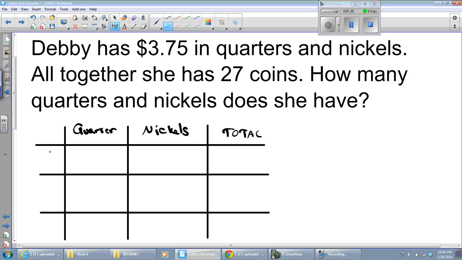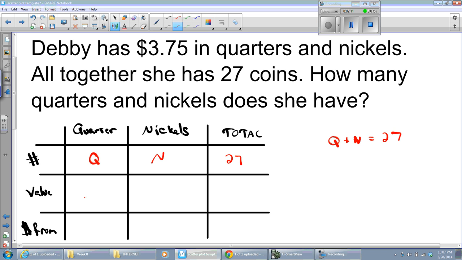And instead of looking for gallons or liters, we're going to look for the number of nickels and quarters we have, right? And then their value, the money from the nickels and quarters. So how many quarters do we have? Well, we don't know, so we'll call it Q. How many nickels do we have? I don't know. How many total coins do I have? 27. There's my first equation: Q plus N equals 27.